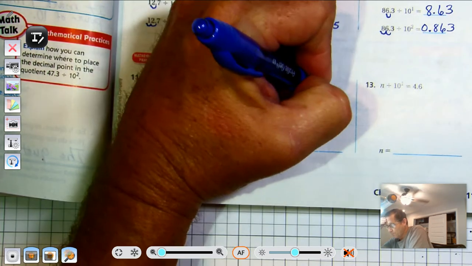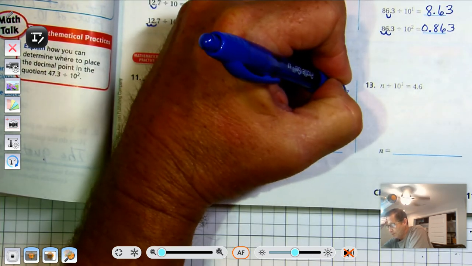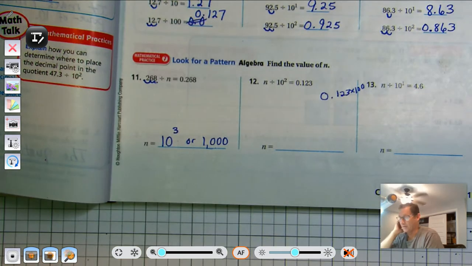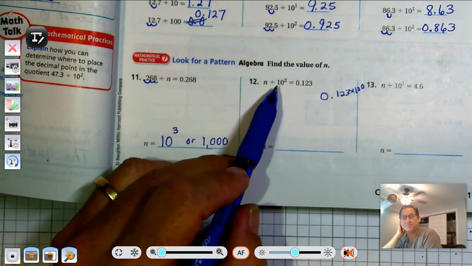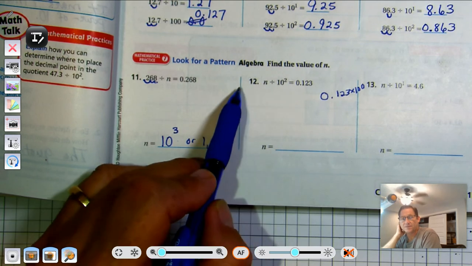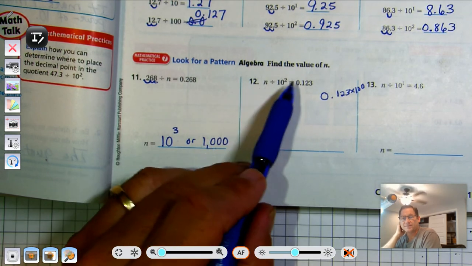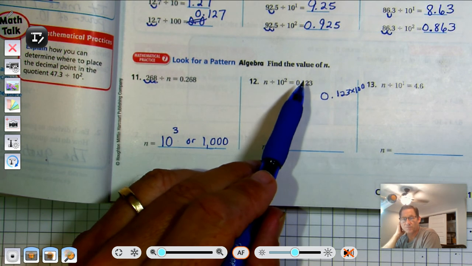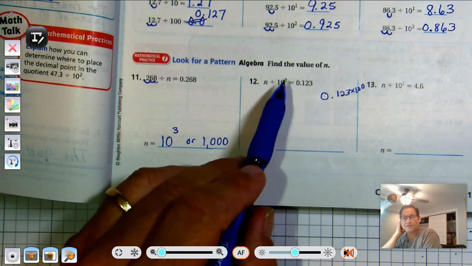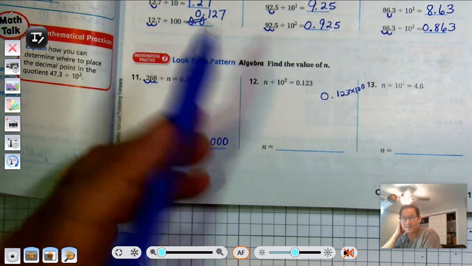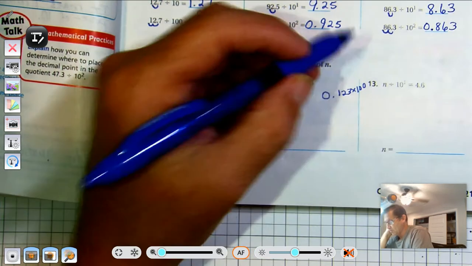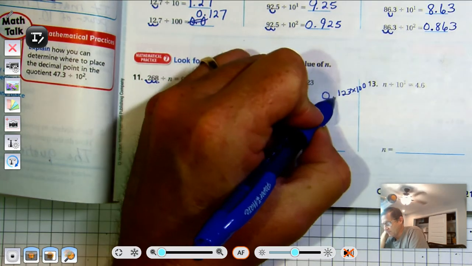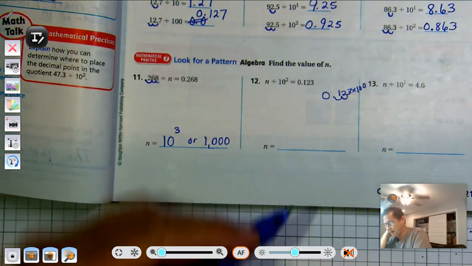So we're saying 123 times 100. The opposite of division is multiplication. So if we're dividing some number by 10 to the second power, then the product is the same as multiplying the quotient by that factor, by the divisor. So 123 thousandths times 100 would tell me to move the decimal point 2 places to the right.